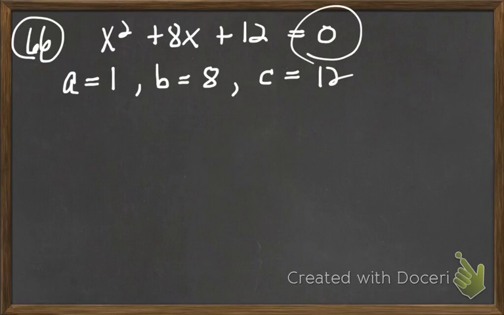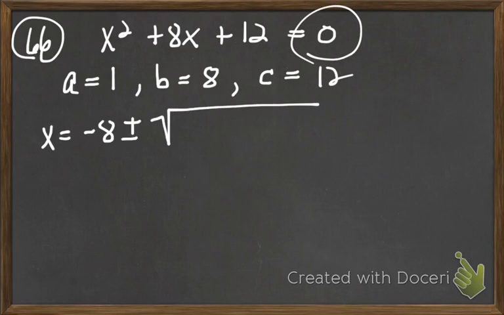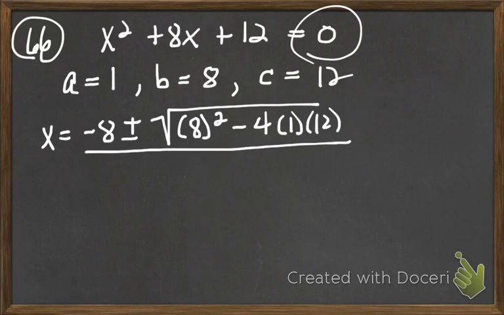So the quadratic formula says negative B. That means you're going to multiply your B times a negative. So that's a positive 8. If I multiply it times a negative, I get a negative 8. Then the formula says plus or minus the big square root of B squared minus 4 times your A times your C, all divided by 2 times your A. So you're just plugging your A, your B, and your C into that quadratic formula.